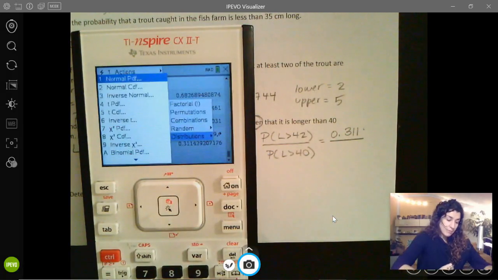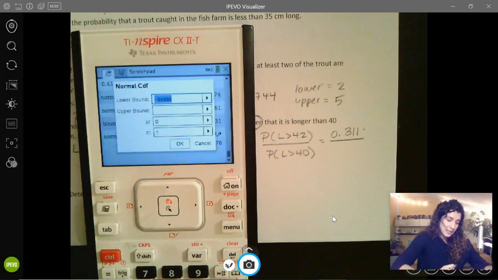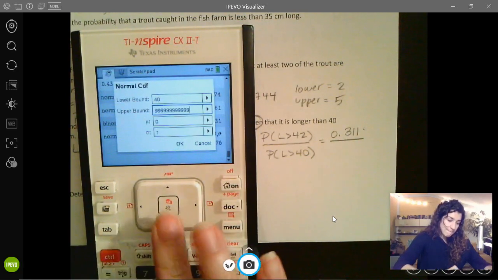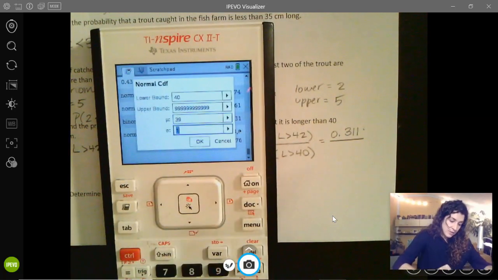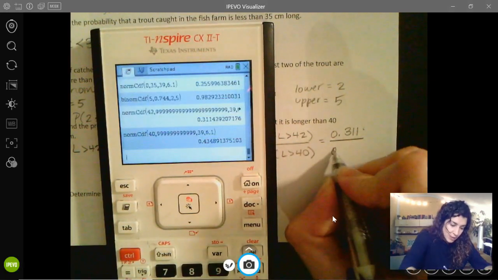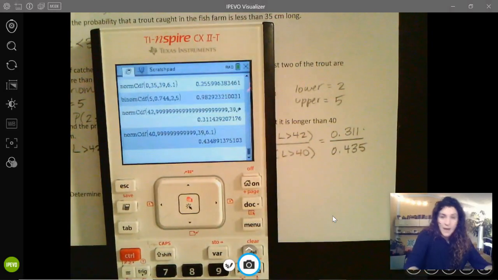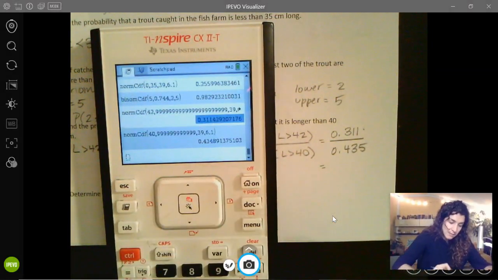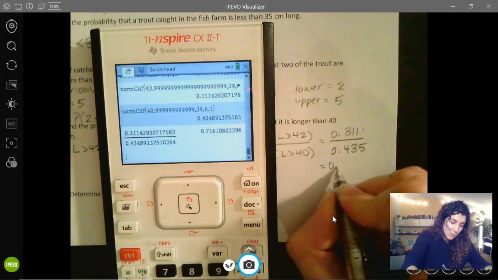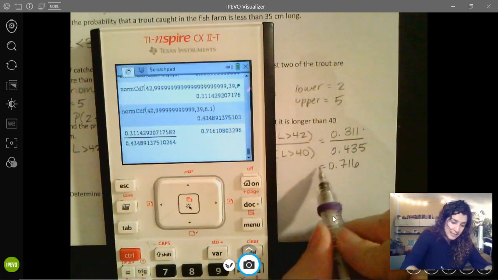I'm going to now find the probability that it's greater than 40. Mean of 39, standard deviation of 6.1. And we get 0.435. Now I'm going to go ahead and divide these out. So I'm going to take this number, enter, divided by this number, enter, and I get 0.716.